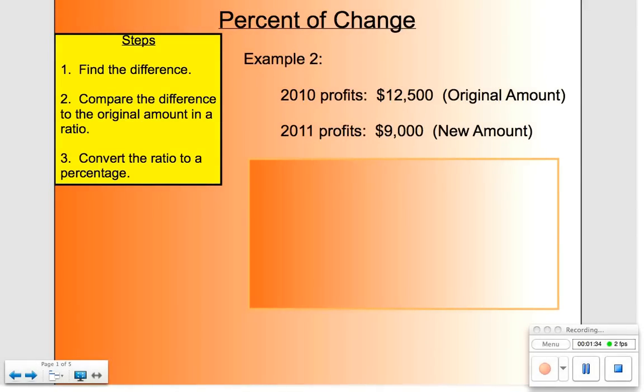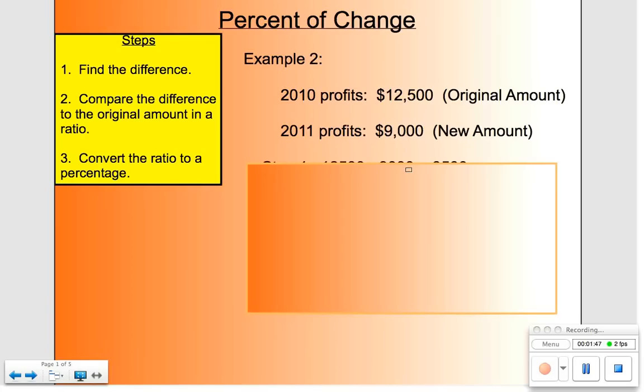In example 2, we can see that profits in 2010 were 12,500. 1 year later, they dropped to 9,000. So what we want to do here is find the percent that they dropped. This is going to be a decrease.